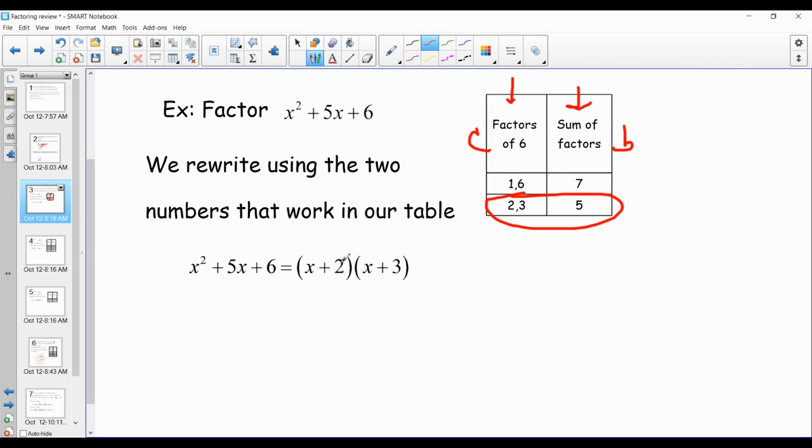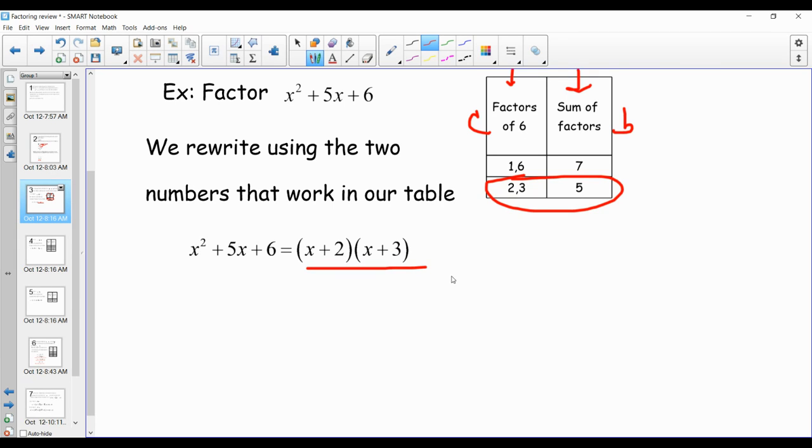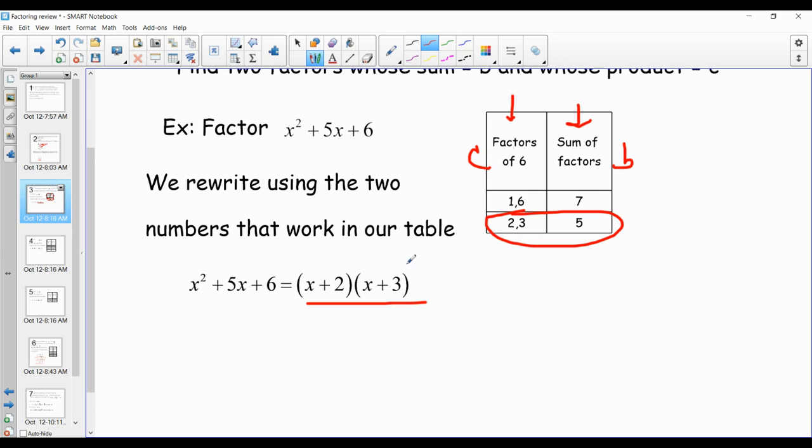We know we have to have an x and an x because it's x squared, and we're just going to take these two numbers we found: x plus 2, parentheses, x plus 3. This is now completely factored. You can always check by foiling out to make sure you get the right answer. That's a good way to check.